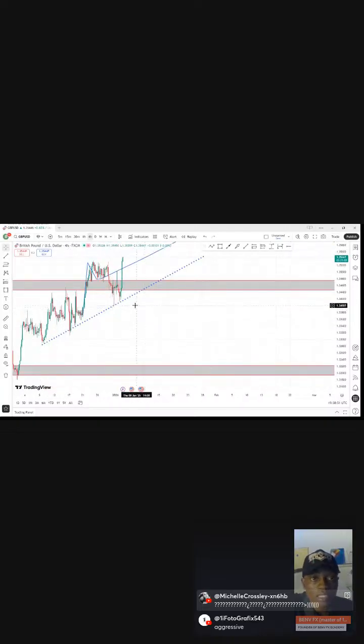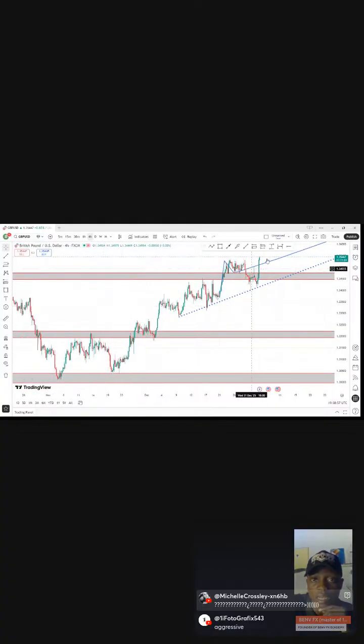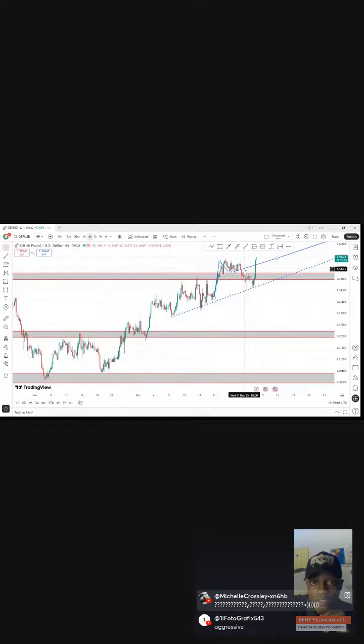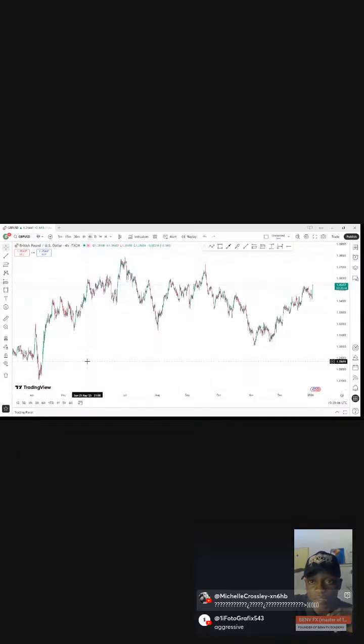So this is GBP USD. My initial analysis is for the market to break above this particular resistance level, then retest the resistance level, then move to the upside. But what exactly do you see? The market came to this particular inner support level. I'm going to clear all this now. The market broke above this particular resistance level.